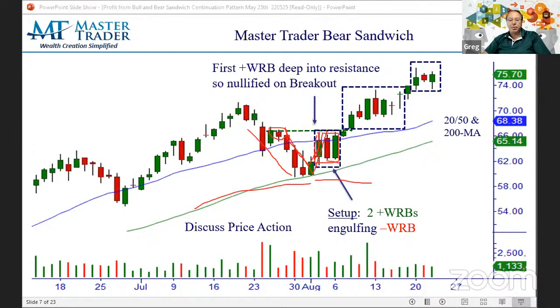what's happened. I can put the pieces together of the retracement, the uptrend, the bear sandwich, and all of that says, hey, buy it above the high and see what'll happen.